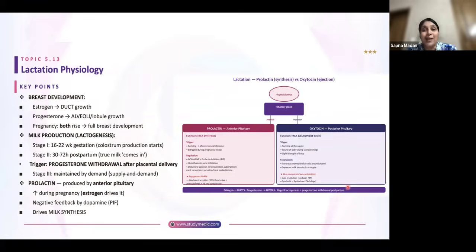Okay, talking about lactation, it is very important. These days they are asking questions about the anatomy of the breast also. We're going to be doing a YouTube video on that. And lactation physiology is important. They have a lot of questions on the components of the colostrum and the breast milk. So those are very important. So let's just discuss the key points.